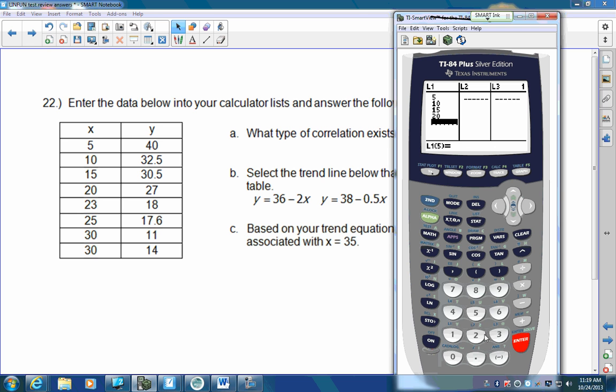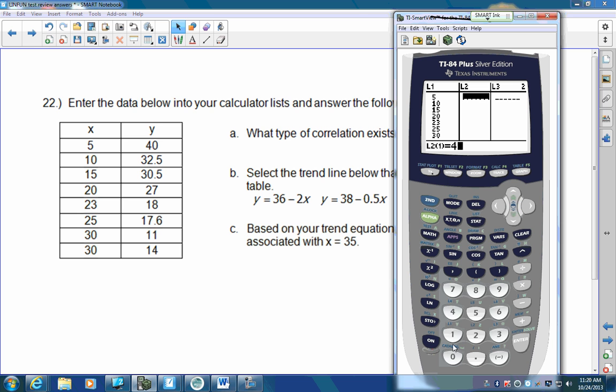$20, $23, $25, $30, $30, and arrow over to Y or L2. Oops, I didn't press enter. There we go.